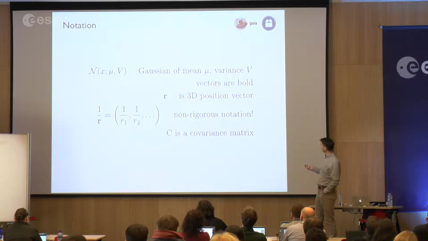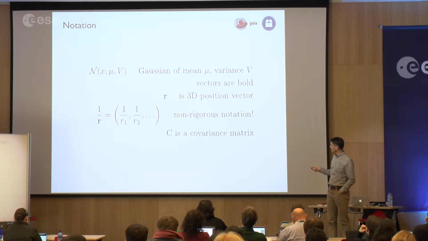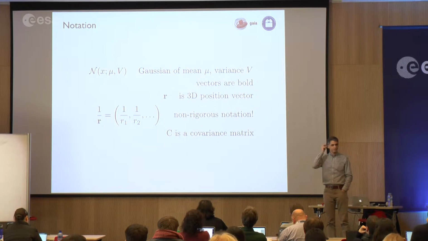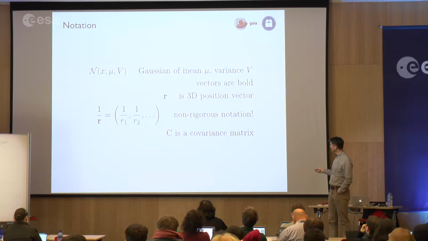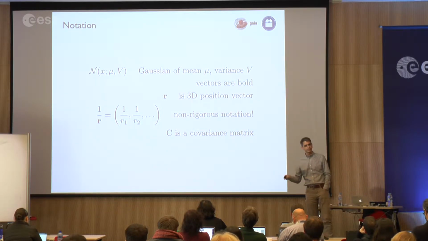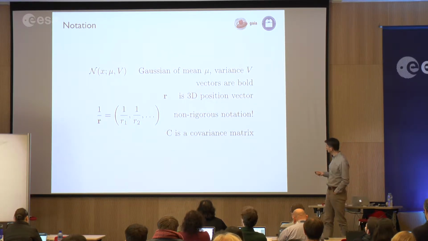I use bold to indicate vectors. So this R thing is the 3D position vector. And I use this very non-rigorous, wrong notation to indicate a vector of 1 over distance to each of my stars. And this thing C is my covariance matrix, which here will actually be diagonal. So it'll just be the variances, the square of the standard deviations, the uncertainties for all the parallaxes.